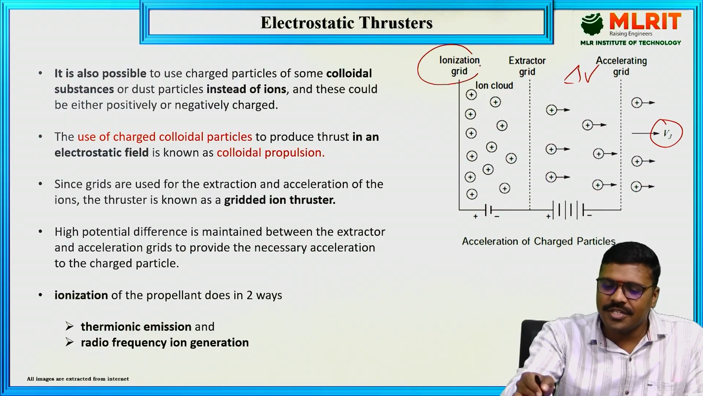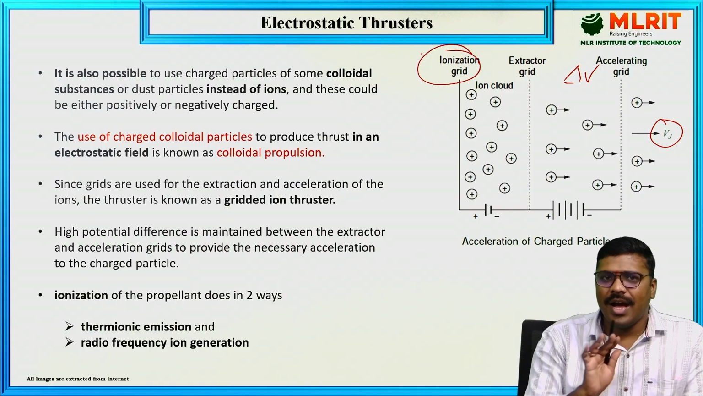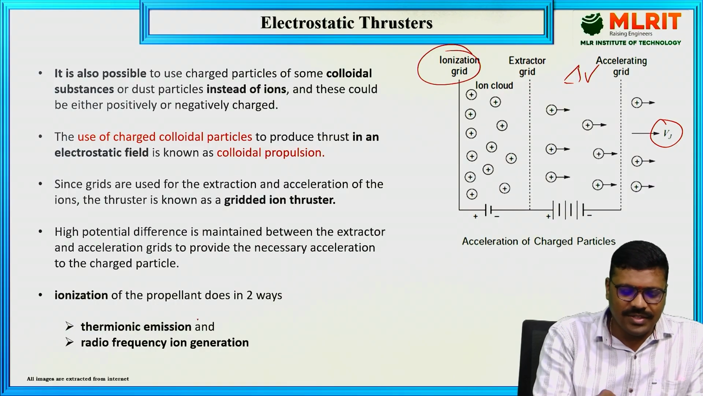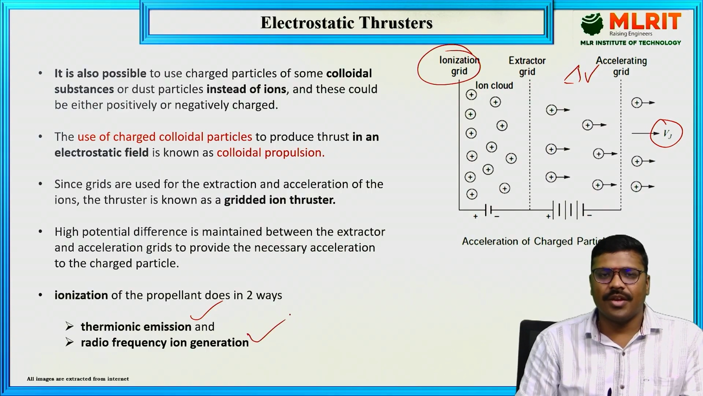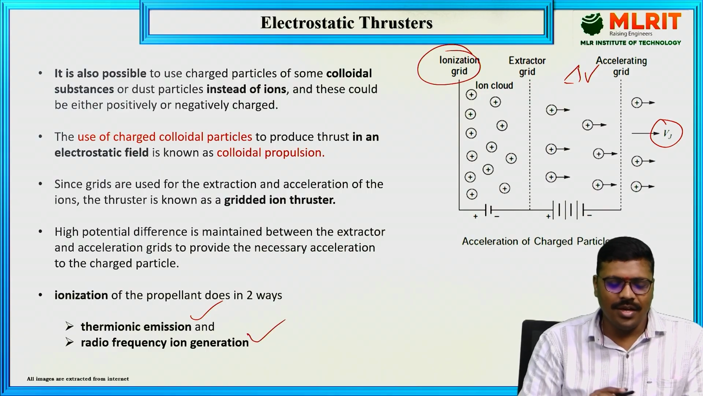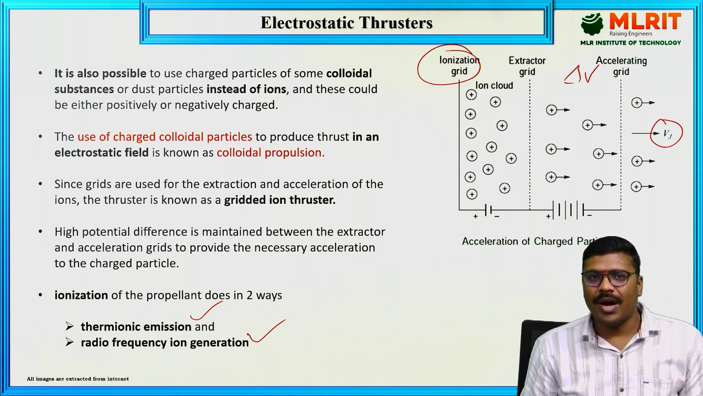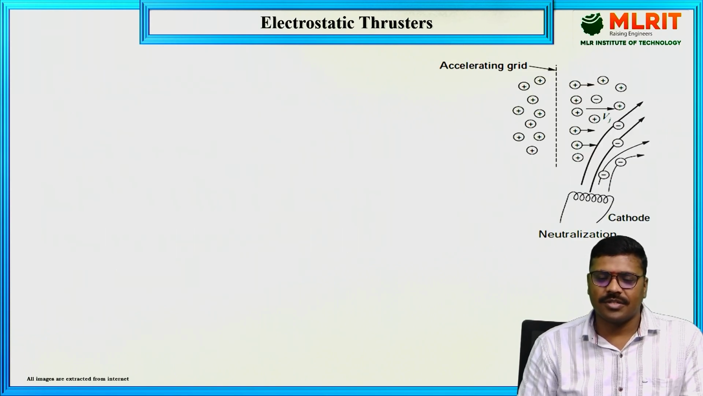Next, ionization. This ionization can happen in two ways: one is thermionic emission, another is radio frequency generation. Either we can use thermionic emission or radio frequency generation to ionize the propellant which is entering into the electrostatic thrusters.